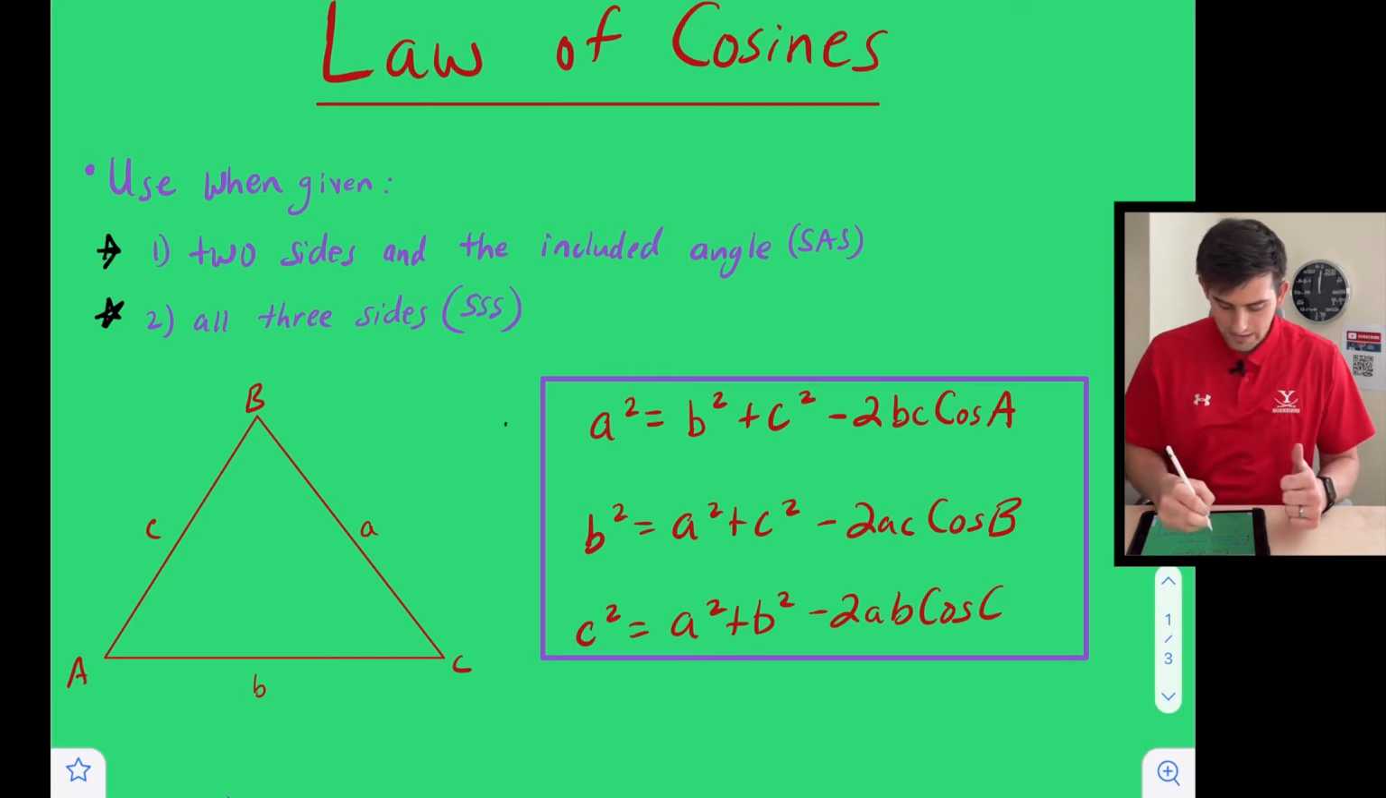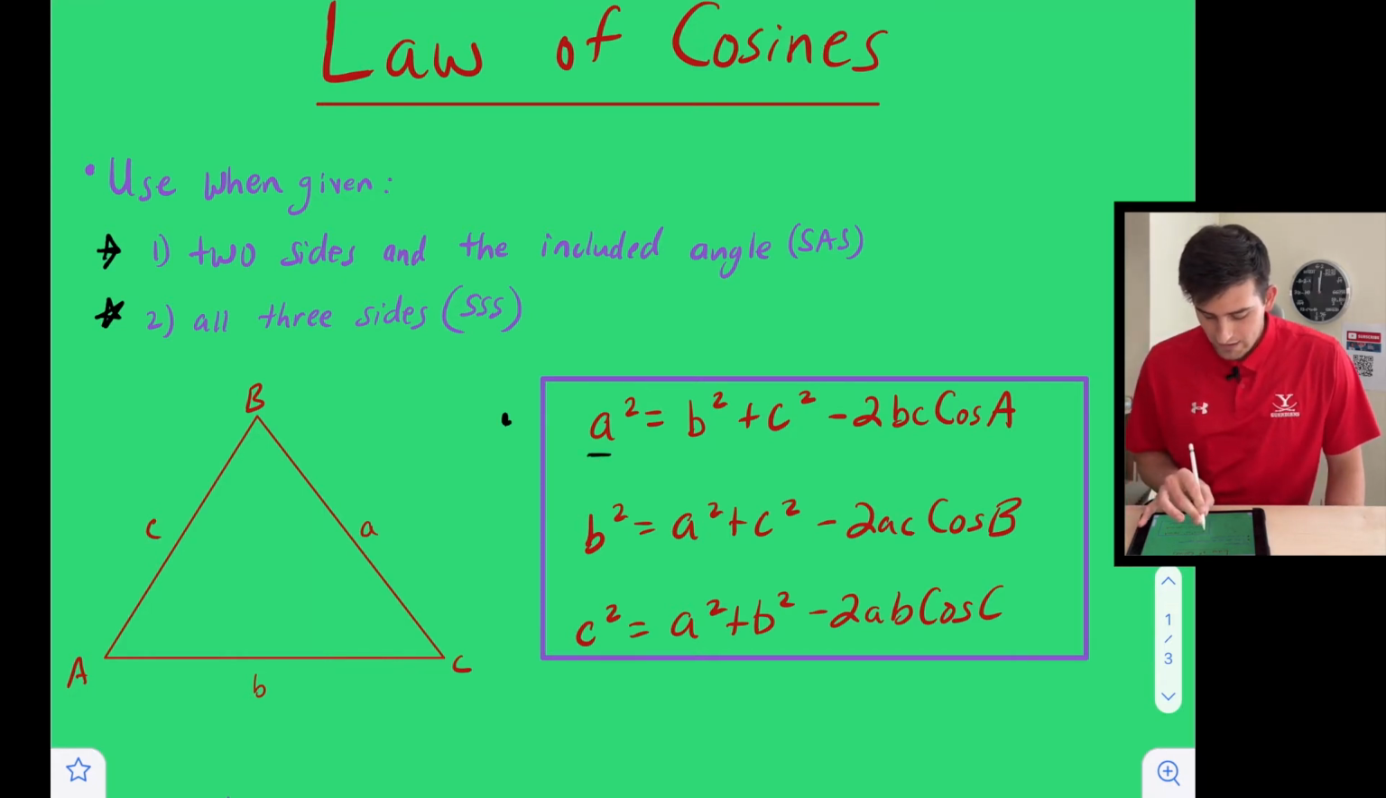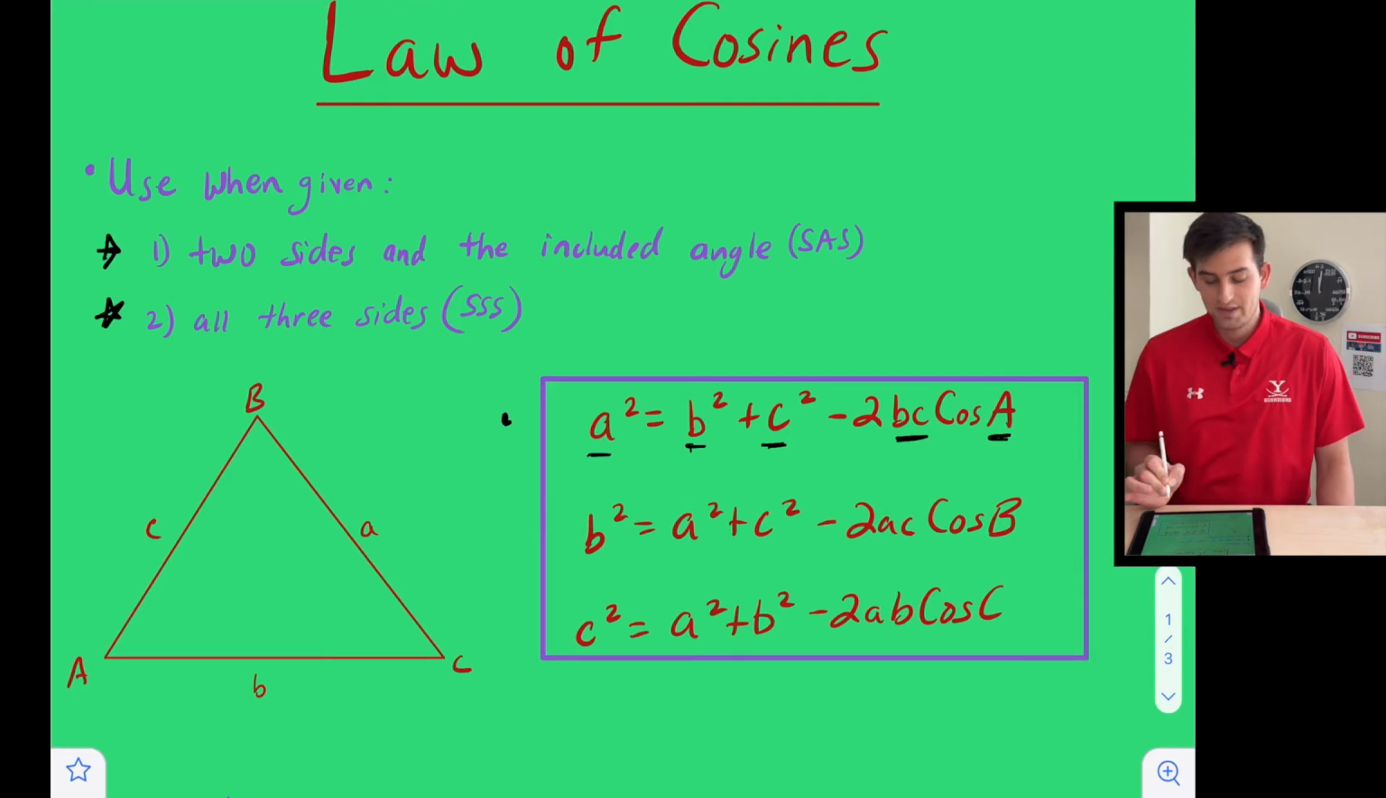The first one we have is a squared is equal to b squared plus c squared minus 2bc cosine A. I know that's a lot, but let's break it down a little bit. If we have a here, we're doing the cosine of A, b and c are in here, this is addition, and b times c right there.